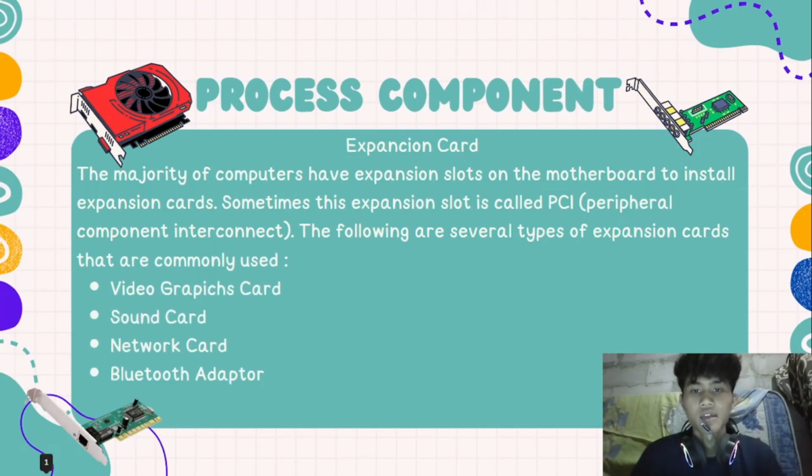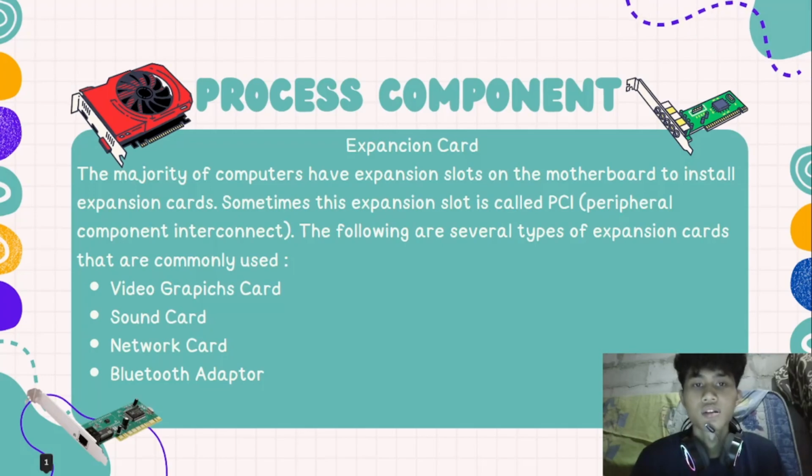And this slide, expansion card. The majority of computers have expansion slots on the motherboard to install expansion cards. Sometimes this expansion slot is called PCI, or peripheral component interconnect. The following are several types of expansion cards that are commonly used. Number one, video graphic card. Number two, sound card. Number three, network card. Number four, Bluetooth adapter.